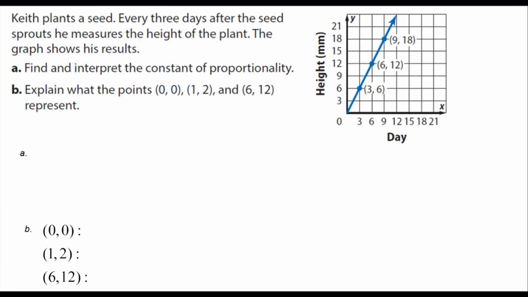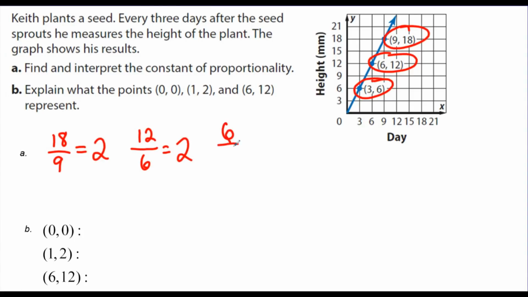So if we're trying to find the constant of proportionality or our unit rate, we can actually use any of these points on the graph. So if I take just a point like 9, 18, and I take y divided by x, that gives me 2, and I only need to do 1, but I'll just show you. If I did the other ones, 12 divided by 6 is 2, 6 divided by 3 is 2, so you see we always get that constant of proportionality, that constant unit rate, and we were asked to interpret that.